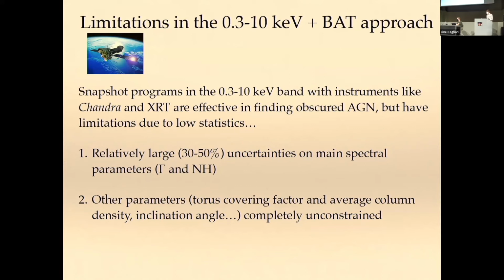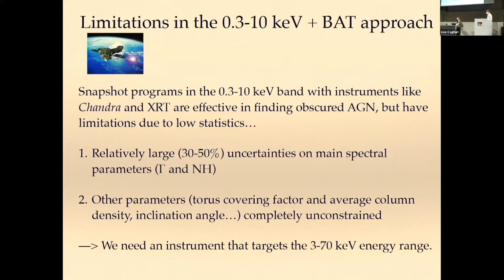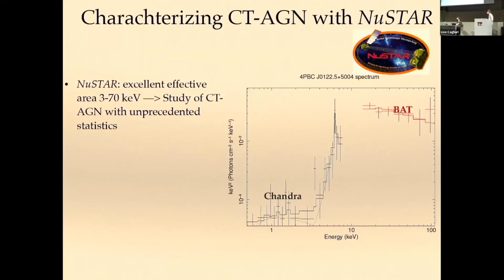And the other parameters that we are interested in, so the torus covering factor, the average column density, the inclination angle, are completely unconstrained. So we cannot have a complete picture of the geometry of this obscuring material. So we need an instrument that targets the 3 to 70 keV energy range, and I guess you may have some idea of which instrument we want to use: of course, NuSTAR.